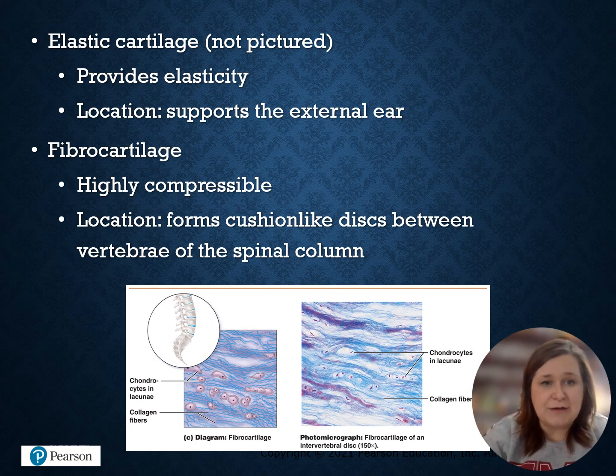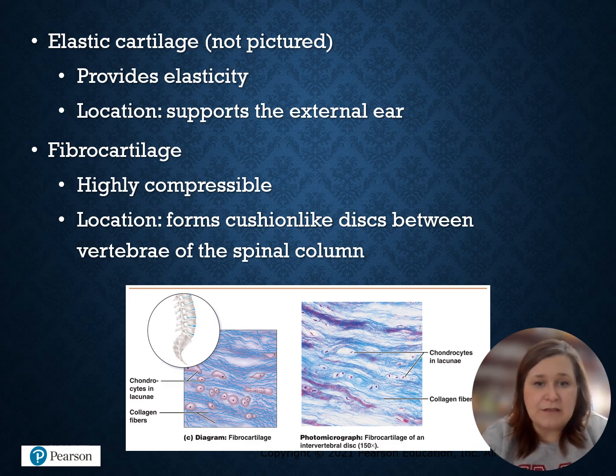Elastic cartilage is going to provide elasticity. The location is primarily just the external ear. And then we also have fibrocartilage. Fibrocartilage is highly compressible. It is going to form cushion-like discs between vertebrae of the spinal column.